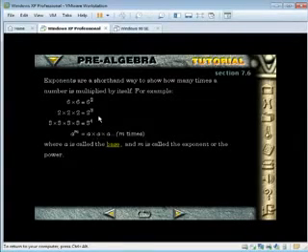Exponents are a shorthand way to show how many times a number is multiplied by itself. For example, when we multiply a number times itself, we can use exponents to show the repeated multiplications. For example, we can write 6 times 6 as 6 raised to the power 2, or 6 squared. We can write 2 times 2 times 2 as 2 raised to the power 3, or 2 cubed.